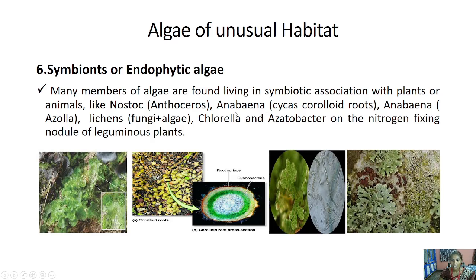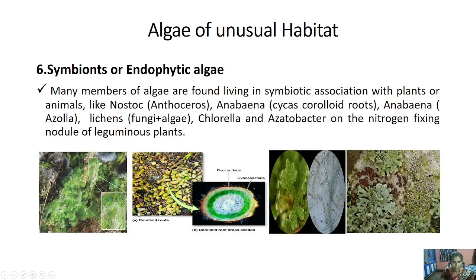Likewise, Anabaena, which is a blue-green alga, lives inside the coralloid roots of Cycas, and Anabaena is also found in a small fern called Azolla, a pteridophyte. Likewise, in symbiotic association, algae living with fungi are referred to as lichens. Chlorella and Azotobacter live on the nitrogen fixing nodules of leguminous plants. They live symbiotically inside the root nodules of leguminous plants.